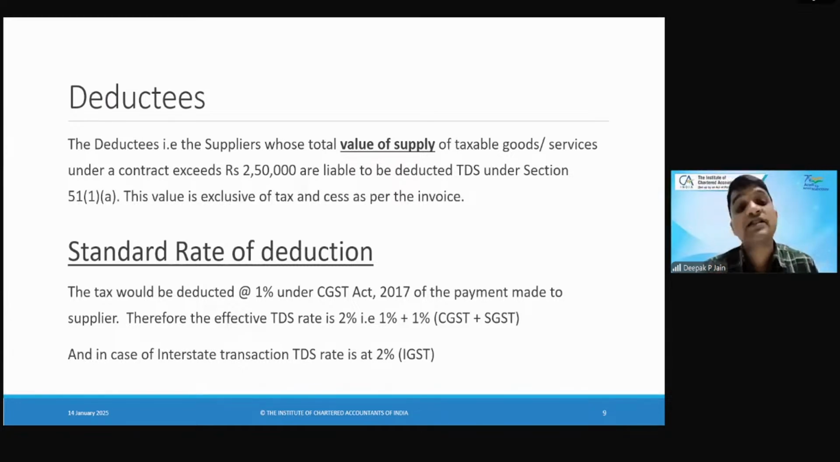Supplier is always government, not the supplier, ma'am. Supplier is a public, general, private person, and receiver is government, not the supplier. Because if government supplies, then who will deduct? When you are supplying it to the government, then you have to deduct TDS.